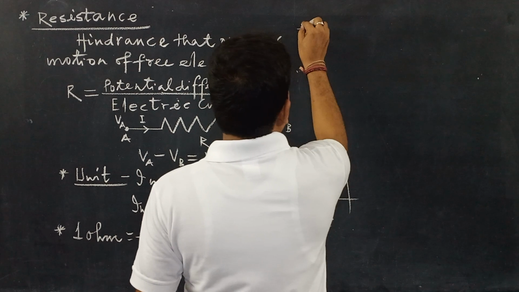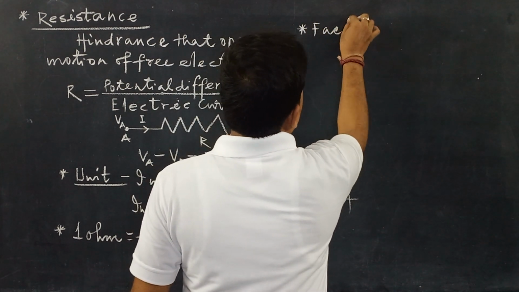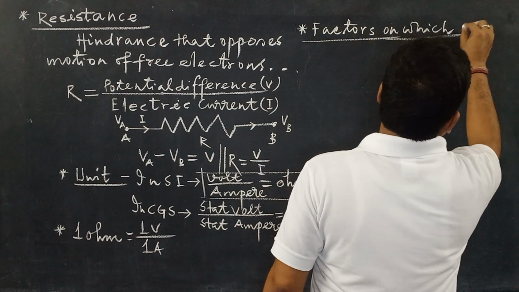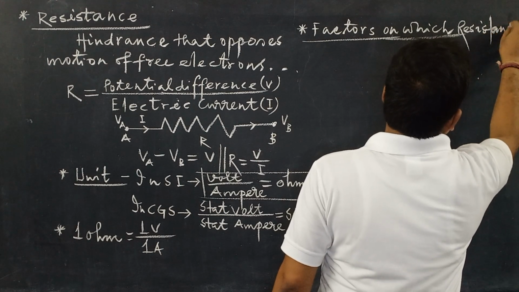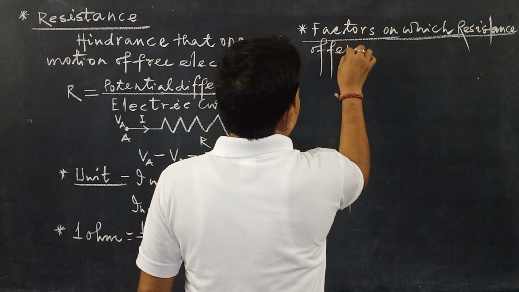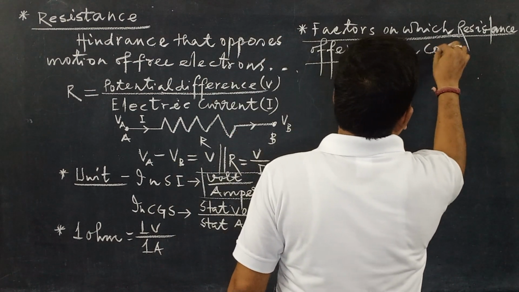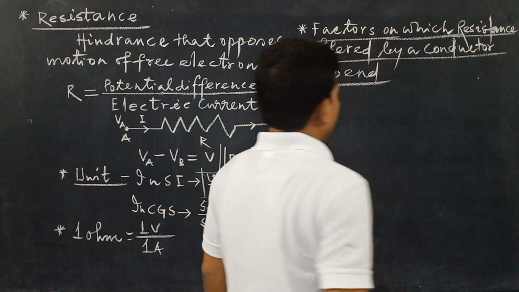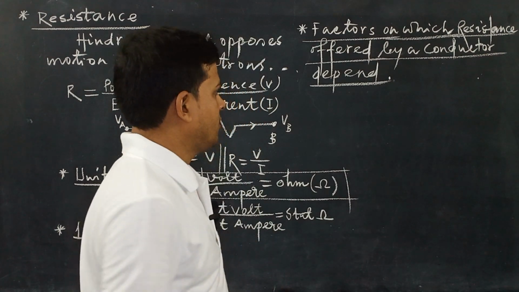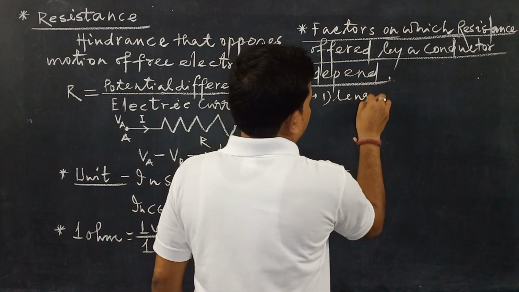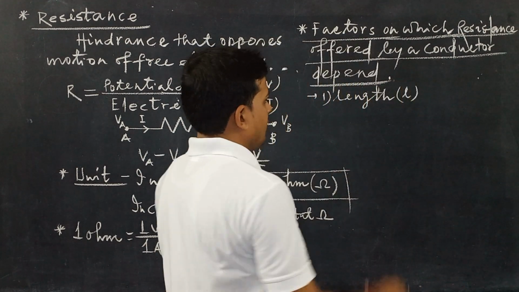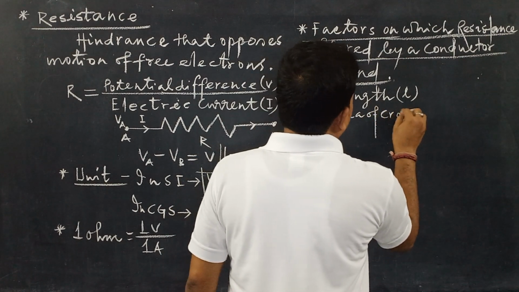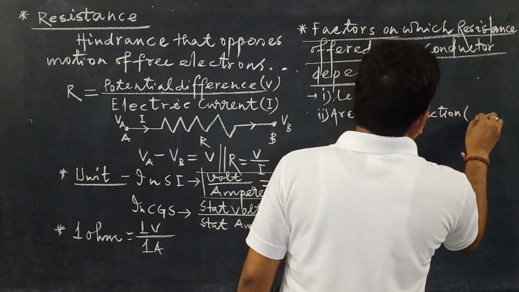But there are some factors on which the resistance offered by a metallic wire depends. What are these, and what are the applications of it? Factors on which resistance offered by a conductor depends. What are these? A very frequently asked question in your board exam. Number one, the length of the conductor, denoted by L. And number two, the area of cross section, denoted by capital A.